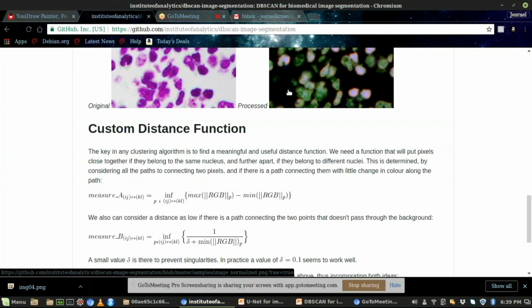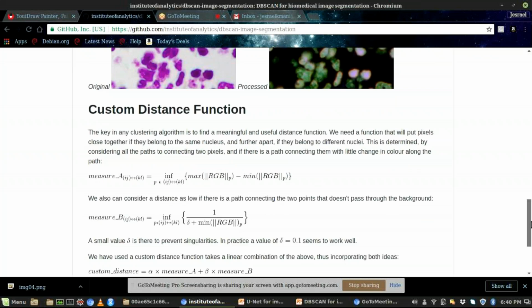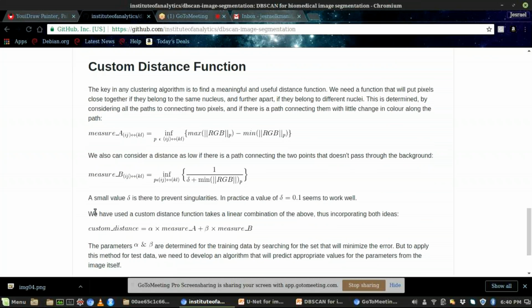So I need to add some more measure which will essentially make sure that if you are in the background, whichever part of the path is closest to the background will be taken, and if a certain part of a path connecting 2 pixels goes through a background, then that will increase the distance between the 2 points. So that is another measure of distance defined. We need to take a mixture of the two.